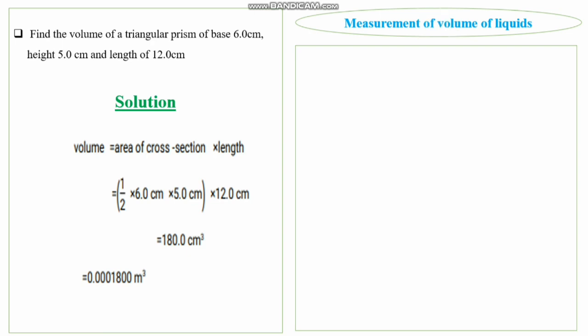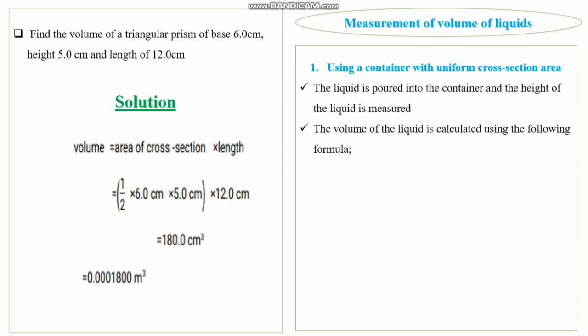So, measuring volumes of liquids. The next one is measuring volumes of liquids. To measure the volume of liquids, you can use various tools depending on the quantity you need to measure. The first one is using a container with a cross-sectional area, and the container can be a square prism, a rectangular prism, or a cylinder. So the liquid is poured into the container, and the height of the liquid is measured.